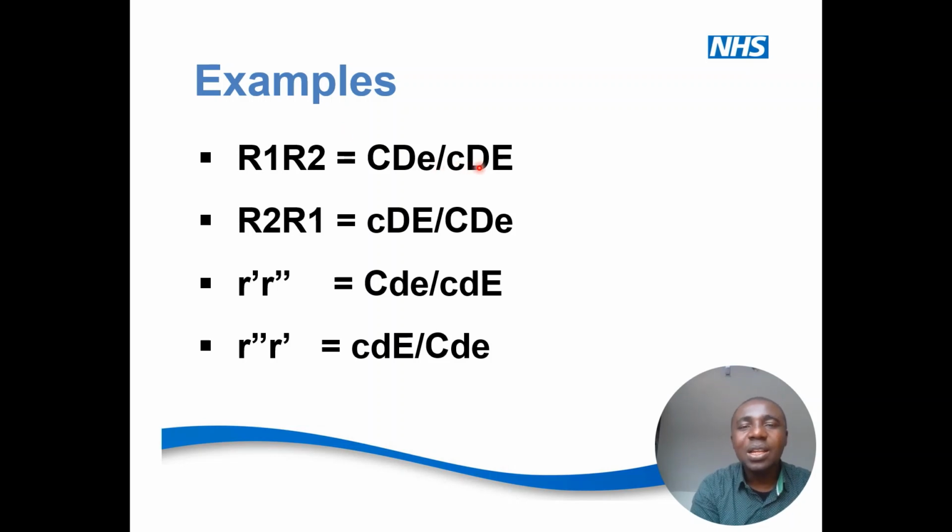Put them together. Then you can say it means that the patient, this blood has big C antigen positive, D antigen positive, little e antigen positive, small c antigen positive, and big E antigen positive. That's what this blood has. Now let us look at R2, R1.